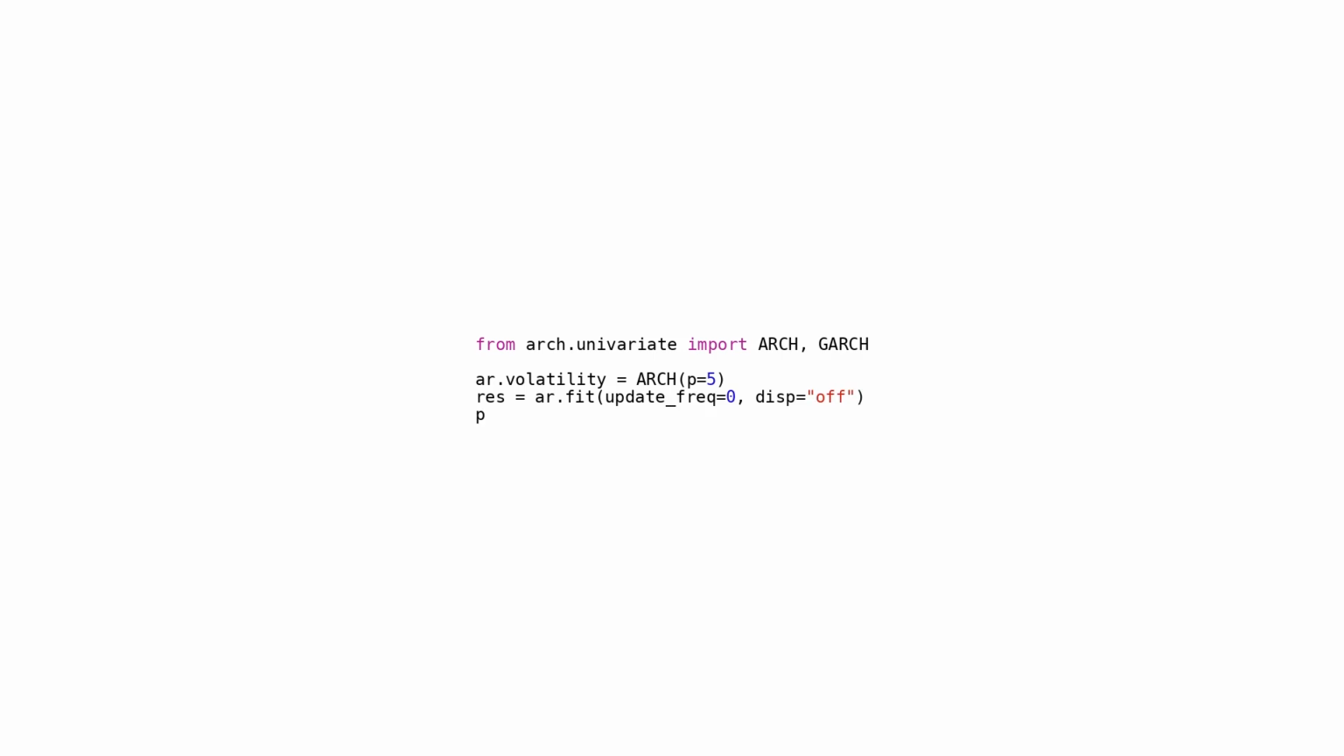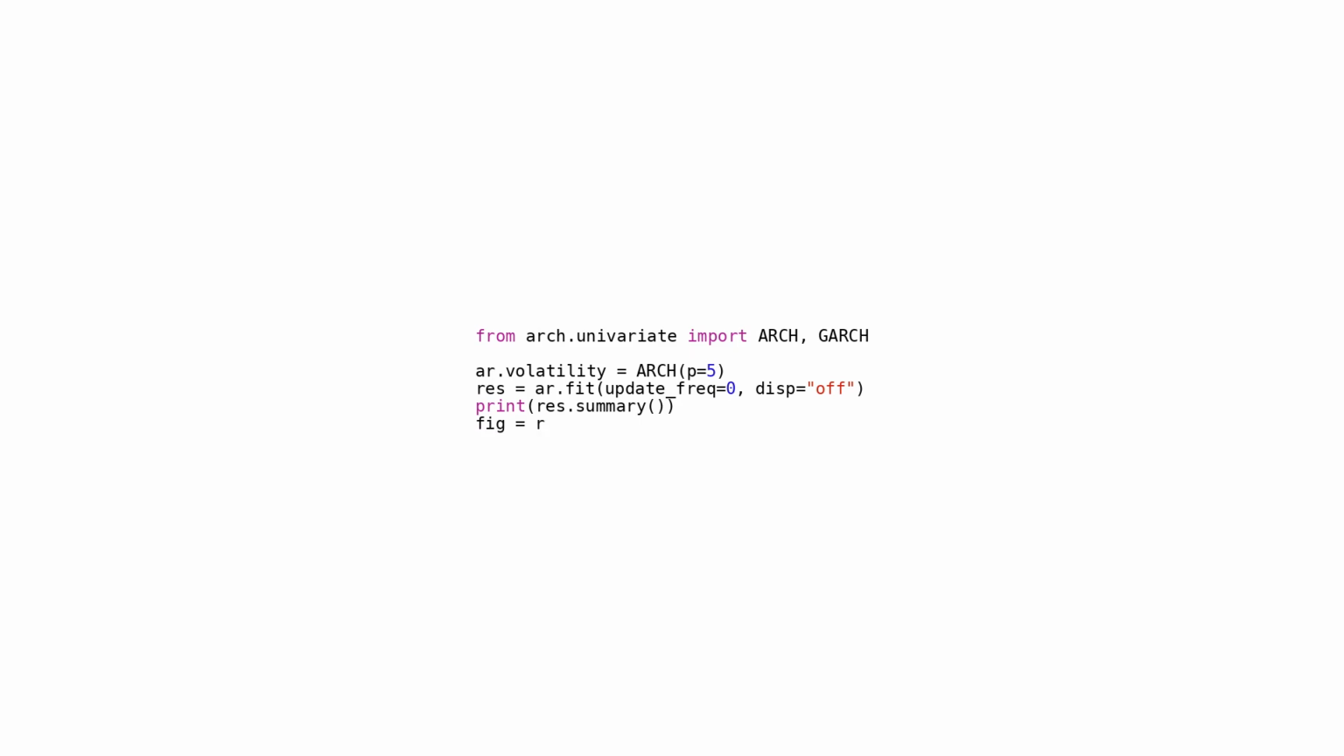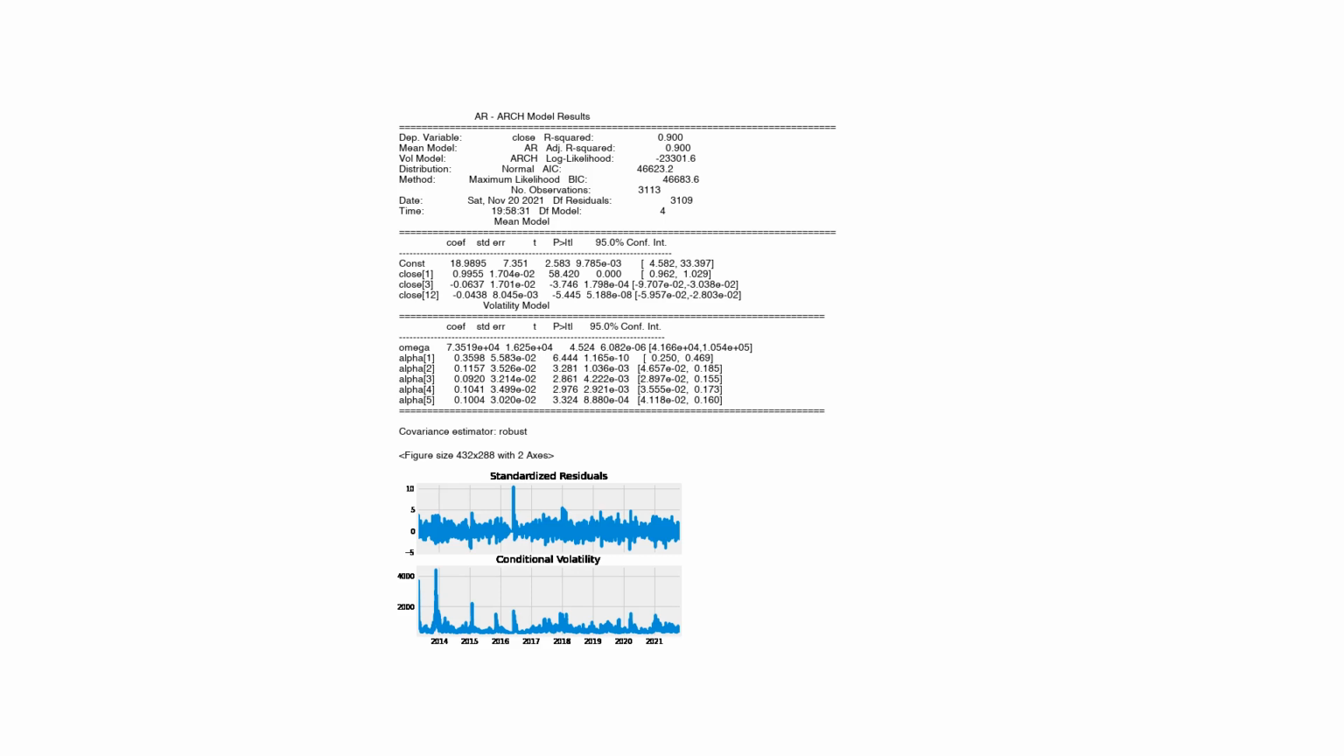update_freq=0 to suppress progress updates and disp=off to hide display output during the fitting process. 3. Prints a summary of the model fitting results using res.summary. 4. Generates a plot of the fitted model with res.plot. This code is beneficial for analyzing financial time series data or any dataset where data volatility changes over time.